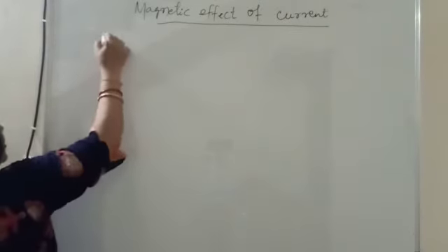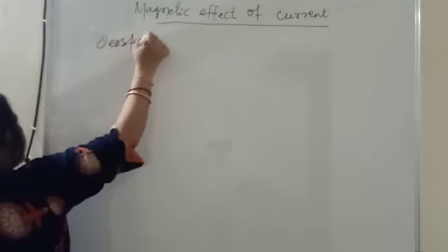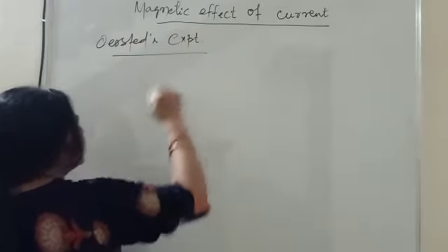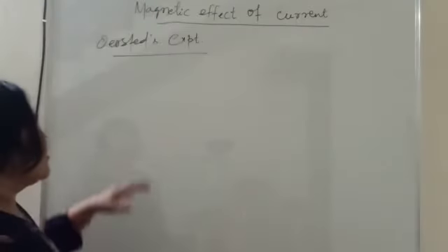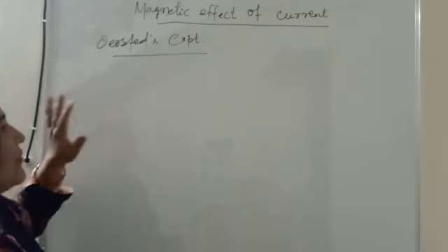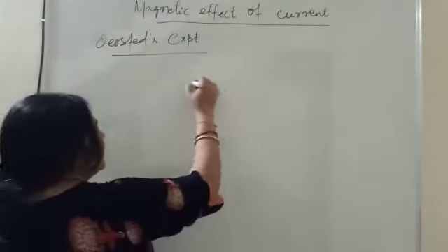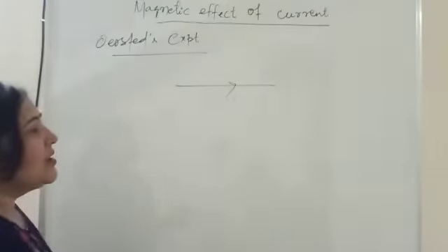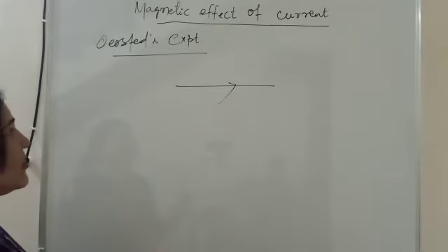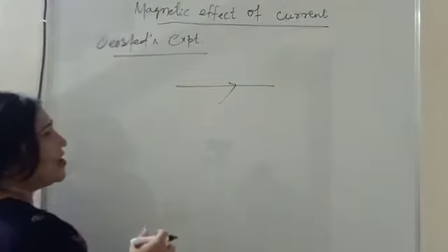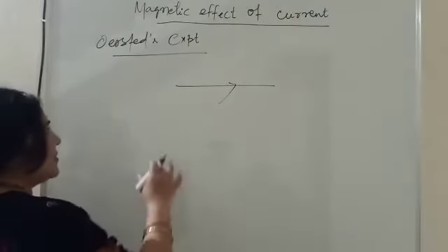Now we'll go for Oersted's experiment. What is this experiment about? Hans Oersted in 1820 explained that if a conductor is carrying current, then all around this conductor a magnetic effect, or magnetic field, is produced. That is called the magnetic effect of current. Through his experiment he confirmed it.